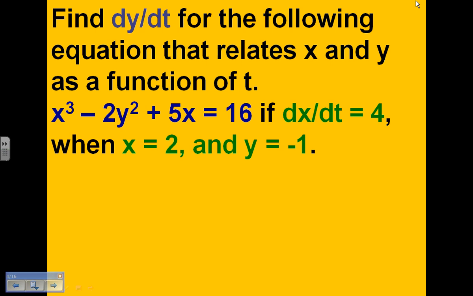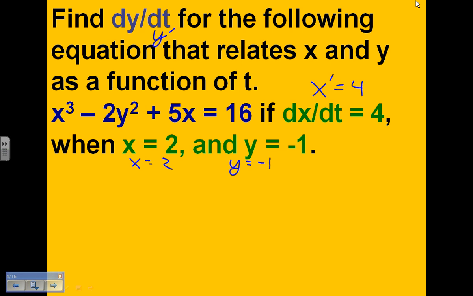All right, find dy/dt. I don't write dy/dt a lot because that takes too much time. I like to be fast, I like to be efficient. So in my work, instead of dy/dt, what do you think you're going to be looking for? y prime. Okay, I'll be looking for y prime. So in my mind, I'm getting everything loaded. I know x prime equals 4. I know x equals 2. I know y equals -1.